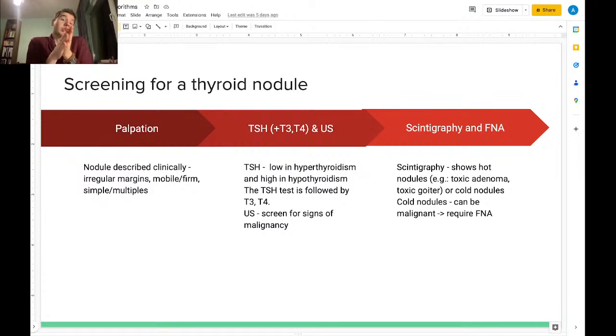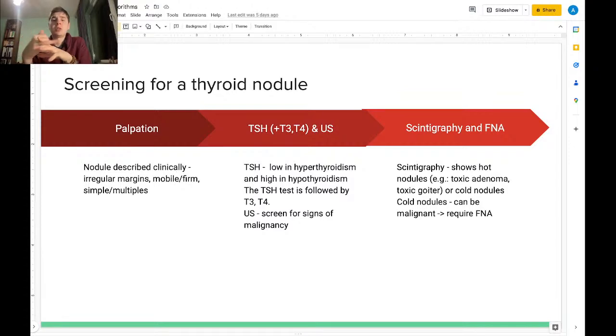For a thyroid nodule, we firstly palpate. If clinically it has irregular margins, or if it is firm, we suspect malignancy. Yes, indeed, even in a clinical setting, we have to describe it: irregular margins, mobile or firm, simple or multiple.